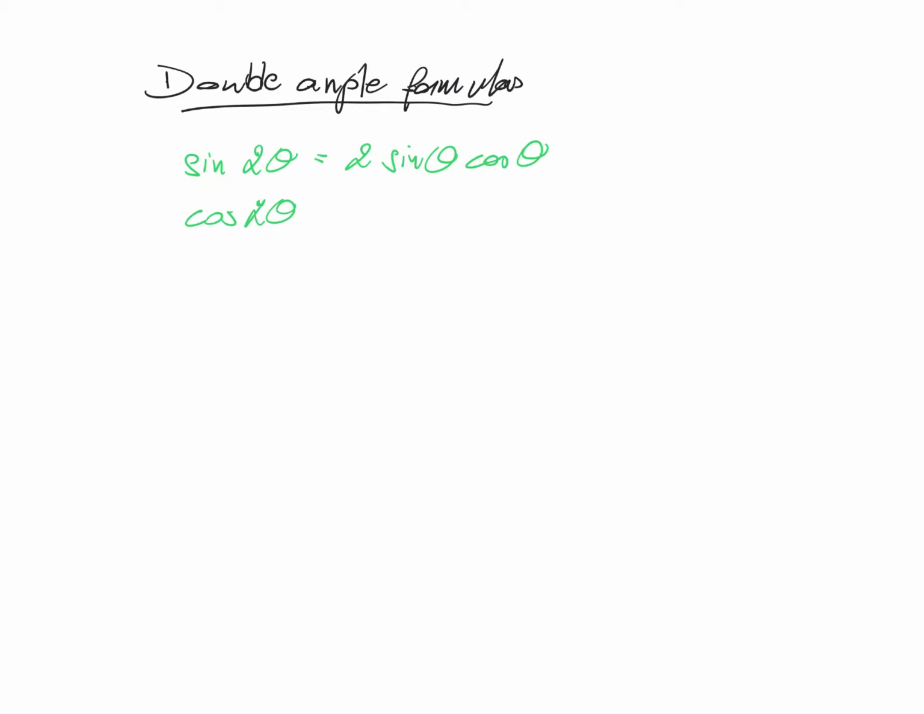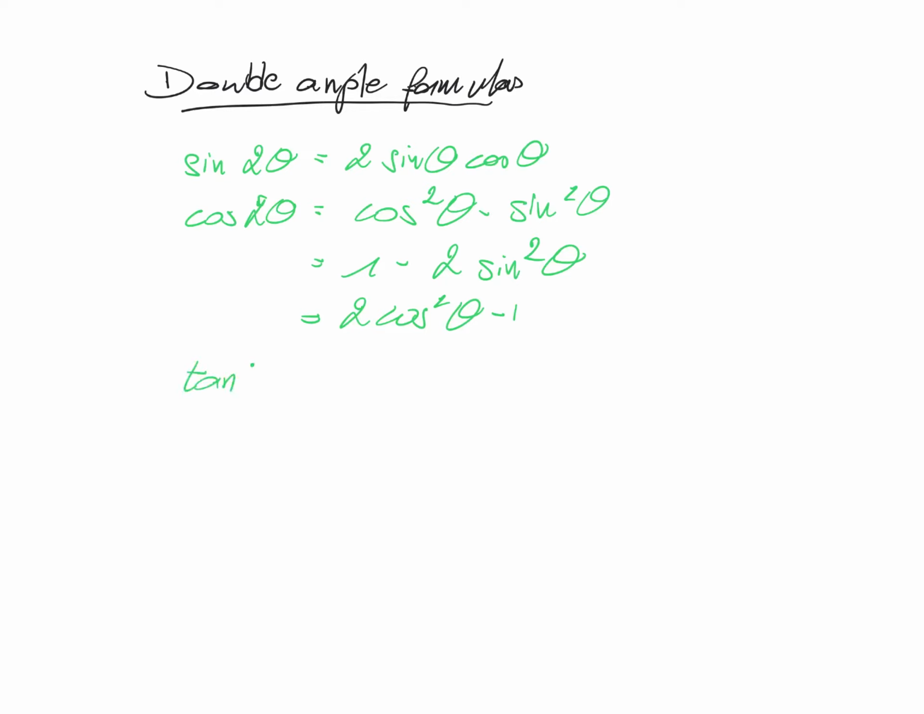Cosine of 2 times theta is cosine squared of theta minus sine squared of theta, or it is 1 minus 2 times the sine squared of theta, or is 2 times cosine squared of theta minus 1. And then finally, tangent of 2 theta is 2 tangent theta divided by 1 minus tangent theta squared.